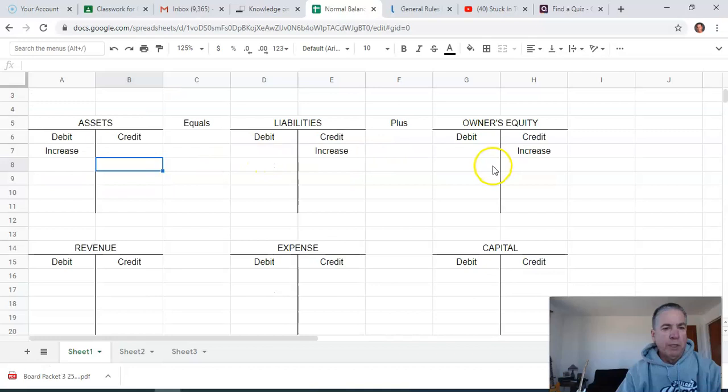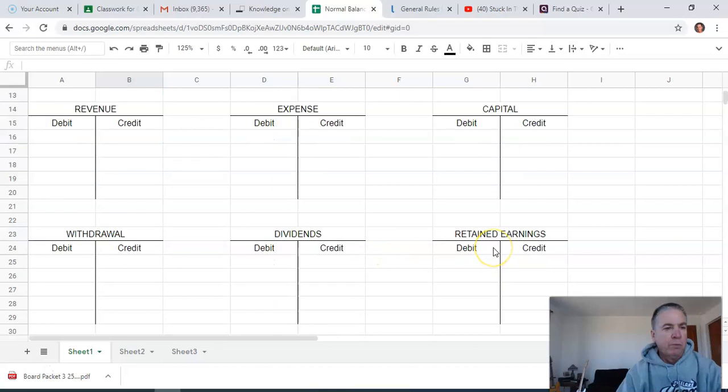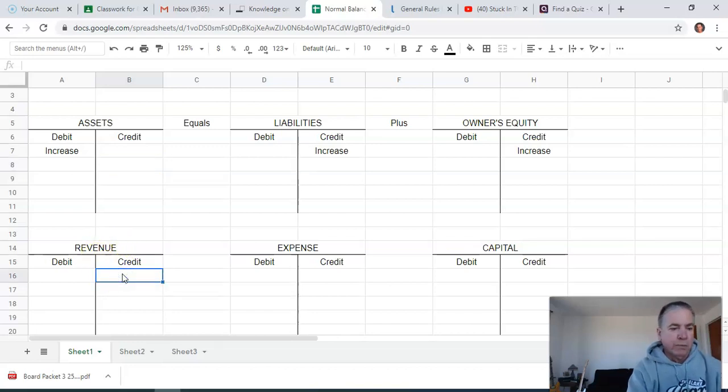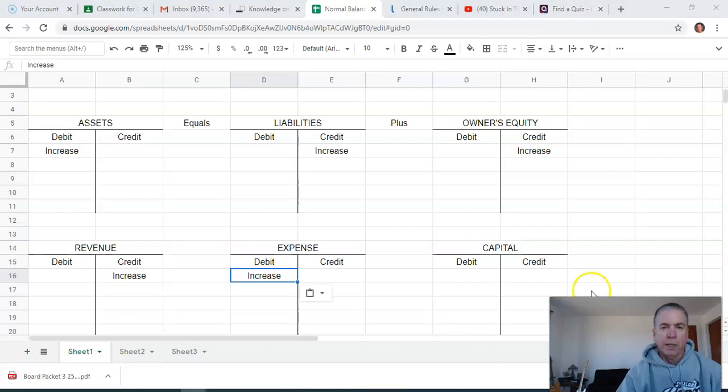Assets, liabilities, owner's equity. Now we're going to move on and take a look at the rules for revenue, expenses, capital, withdrawals, dividends, and retained earnings. So revenue, as you know, when we sell something or sell farm products, it's an increase in sales, and we record that in a revenue account. And an increase to a revenue account is a credit. So we'll put the increase there. For expenses, expenses increase with a debit. And capital, it's an owner's equity account, it will increase with a credit.